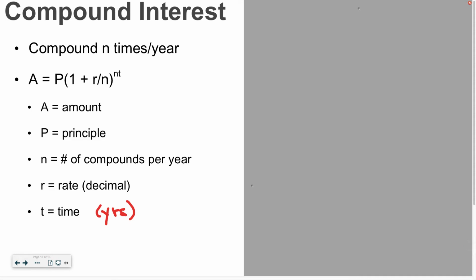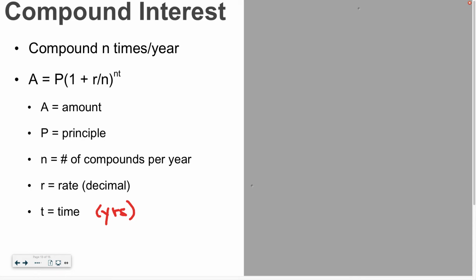N is the number of times compounded per year. So if it says compounded monthly, that would be 12 times a year. Compounded annually, that would be once per year. Your rate needs to be a decimal. So if they say 20%, you need to write it as 0.2. And then your principal, that's how much you start out with. Now, the more you compound, is it going to help you make more money or less money?